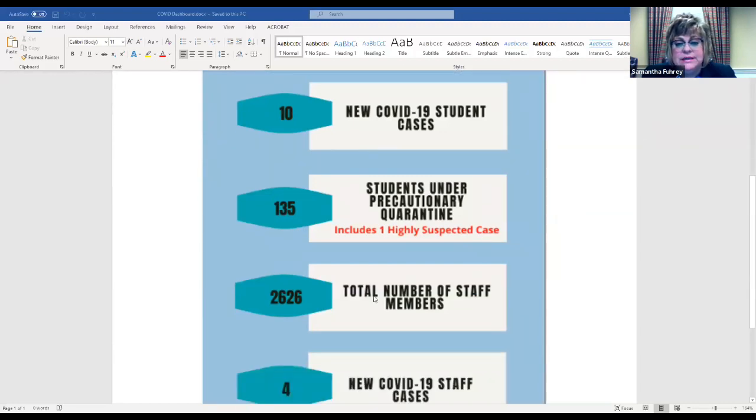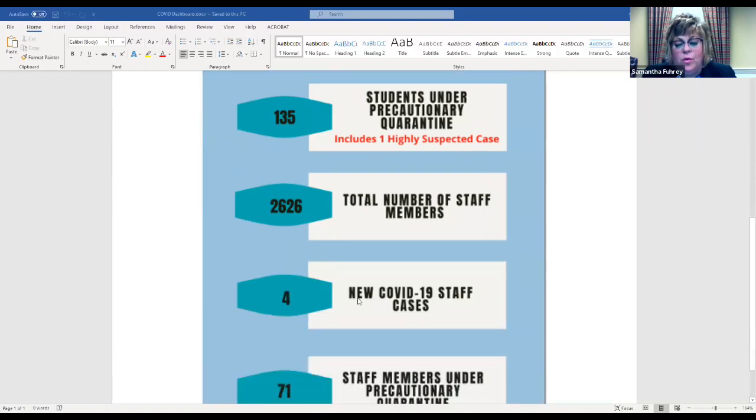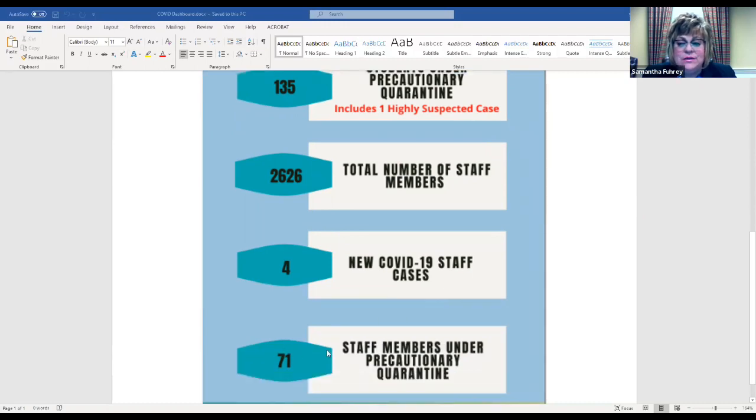The next number represents the total number of our school system employees. As you can see, this week there were 4 new COVID-19 staff cases in our district, and we have 71 staff members who are quarantining as a precautionary measure. And please note that we didn't include this highly suspected case because at this moment, these 71 individuals are not experiencing any symptoms. So there is no one who is considered a highly suspected case. These 71 individuals were in contact with someone who has a positive COVID-19 case. And as a result, they are required to quarantine.